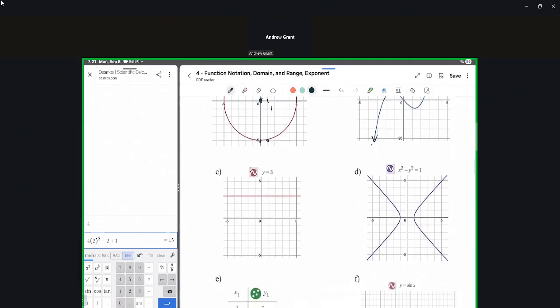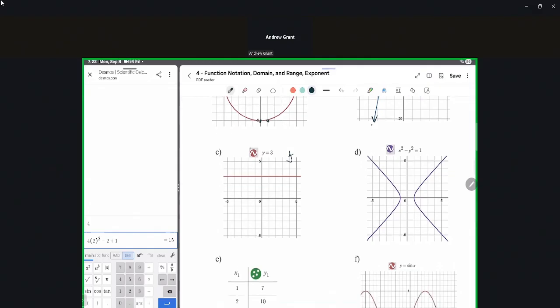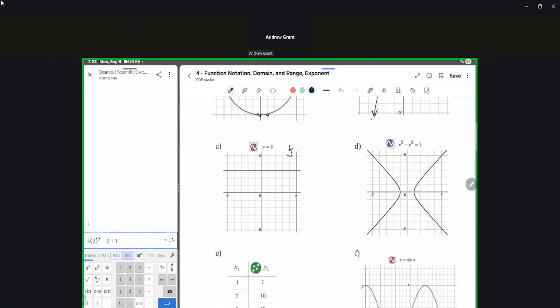Question C, we have y equals 3, just a flat line. And actually, this is a function because no matter where you go along the x-axis, that only goes to one y value. D, we have x squared minus y squared is equal to 1. And so you can see it kind of cuts out this hourglass figure. And we have the same problem as before. So if we have a look at x equals 2, that seems to go to two values. So that's not a function.